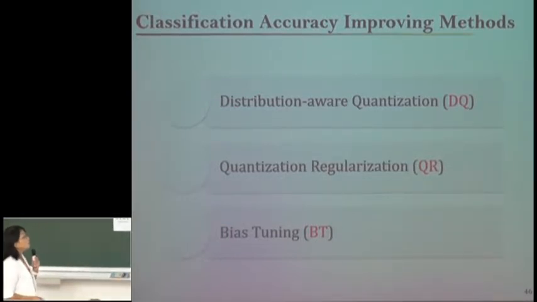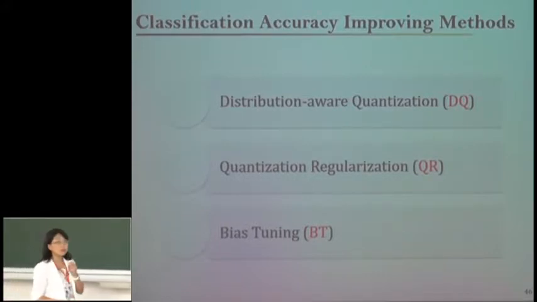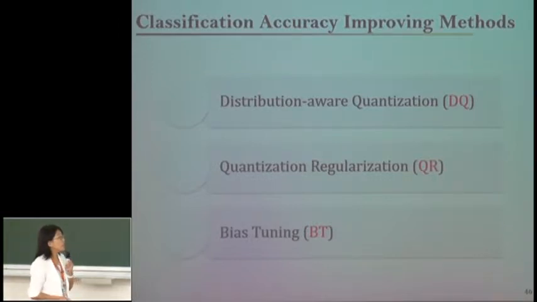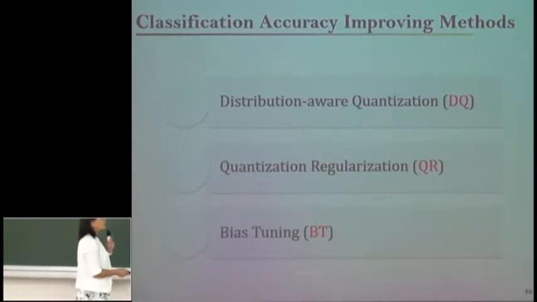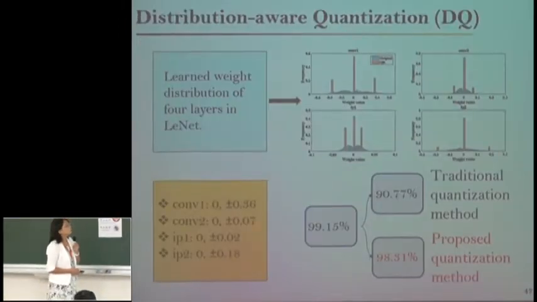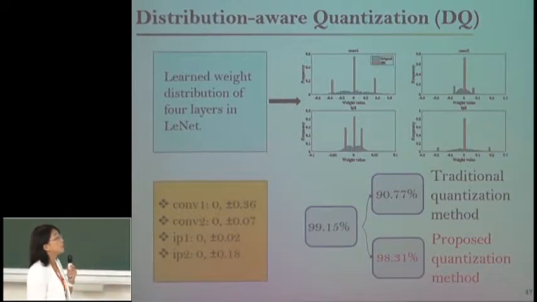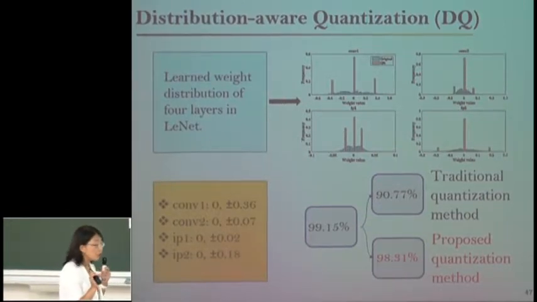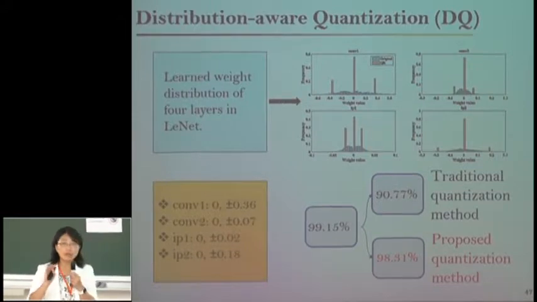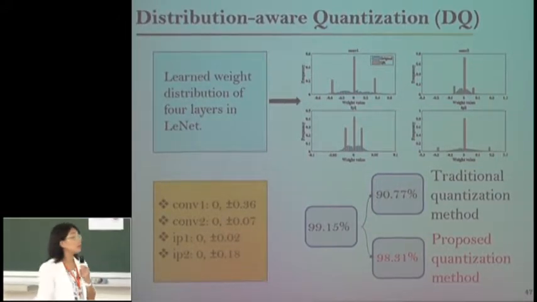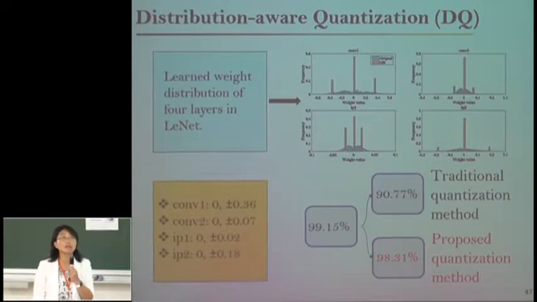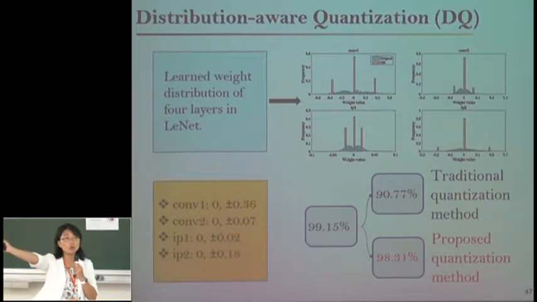So in this work, we propose classification accuracy improving methodologies, including three parts: distribution-aware quantization, quantization regularization, and bias tuning. First of all, the distribution-aware quantization. For quantization, usually what people do is set a threshold for 1-level precision, like resistance high and low. Set the bar, and whenever a weight is higher than this bar, it's 1, and lower than this bar, it's 0.